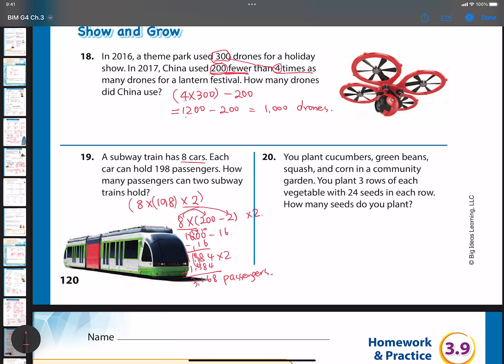You plant cucumbers, green beans, squash, and corn in a community garden. You plant 3 rows of each vegetable. Oh, how many vegetables? We didn't count. So 1, 2, 3, and 4. Okay, so 4 vegetables, okay? And then 3 rows. And each row has what? 24 seeds. How many seeds do you plant? Oh, okay, this is the question. All right, now 4 times 3 times 24. This is the question that we need to find out.